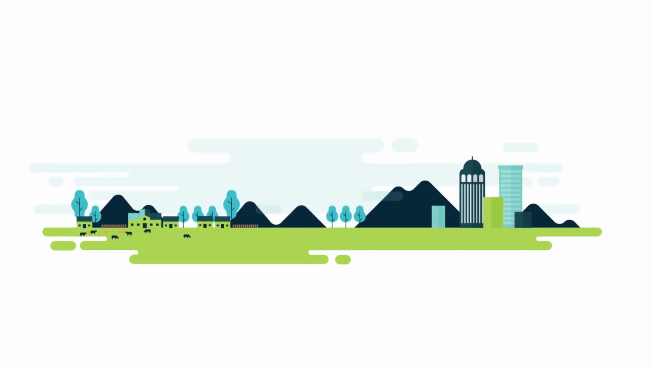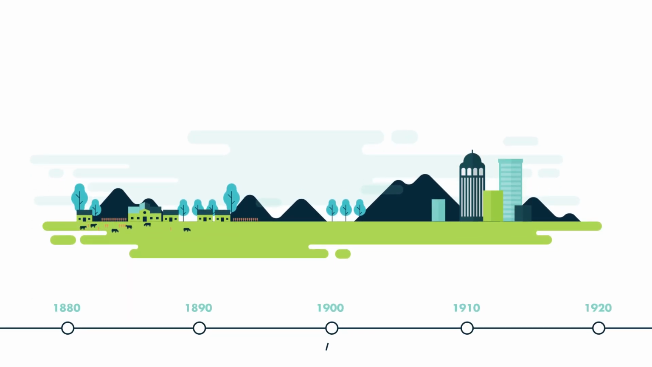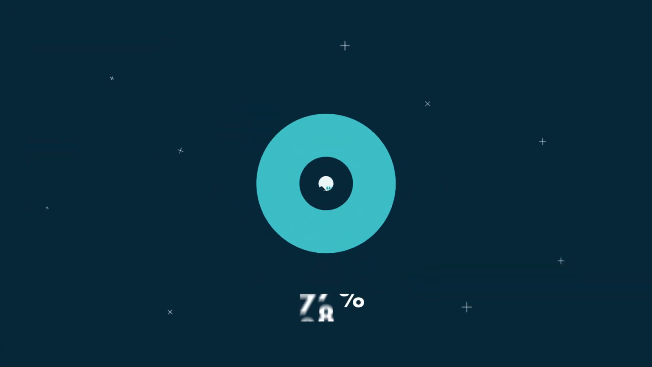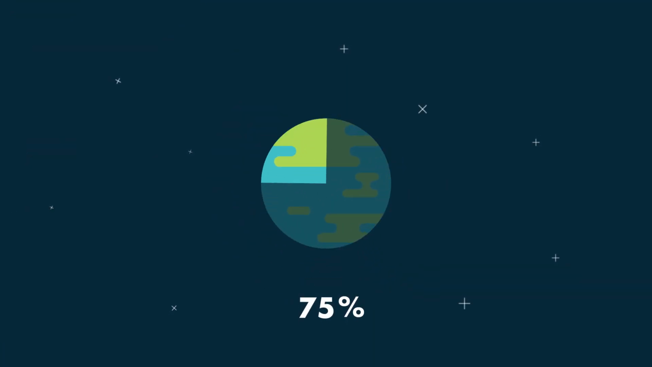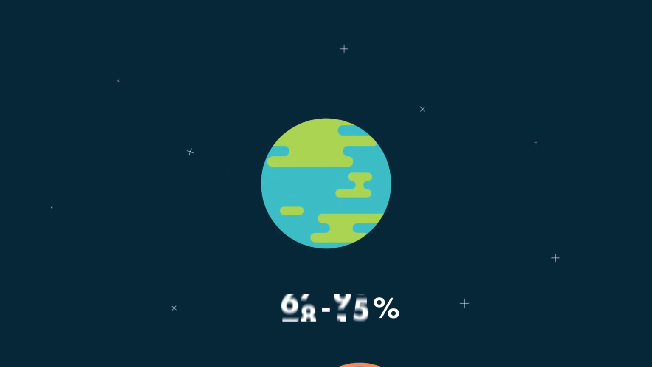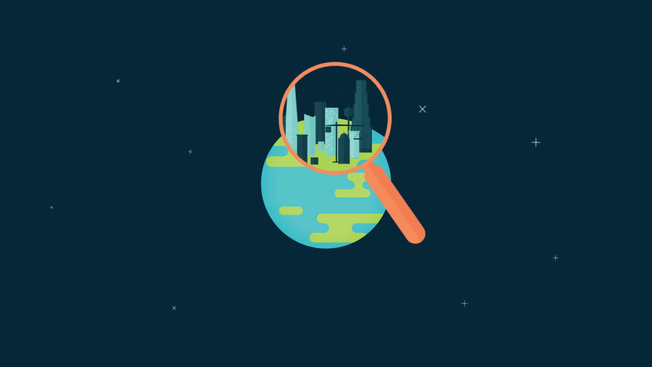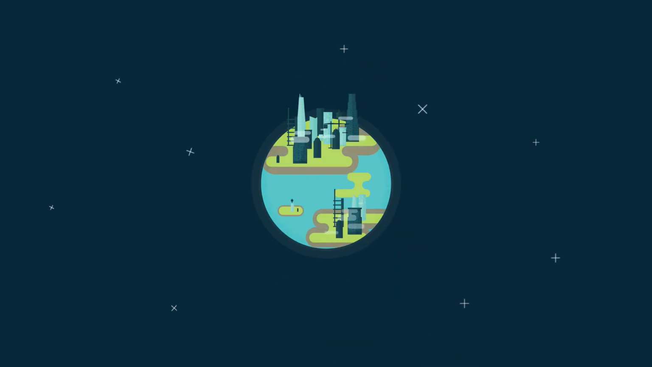Since 2007, for the first time in history, more people live in cities than in rural areas. Cities consume 75% of Earth's resources and account for 60 to 80% of global greenhouse gas emissions, and they're growing by the second. By 2050, more than two-thirds of the world's population will live in cities. Limits to Earth's resources challenge the ability of cities to accommodate this growth.